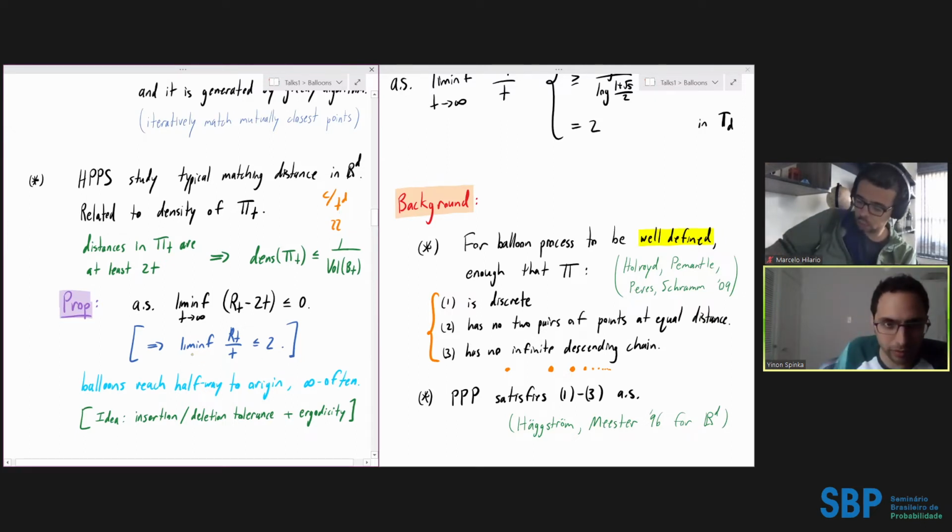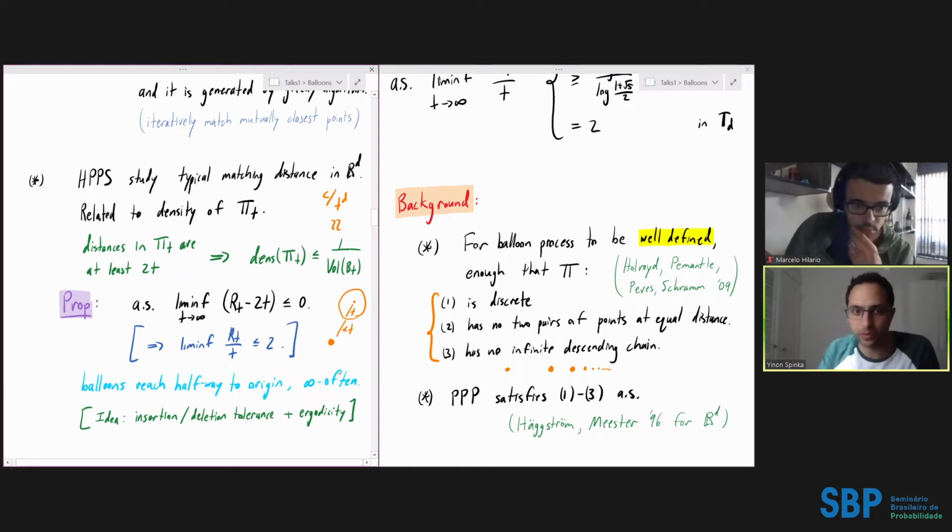In terms of the balloons, if you imagine what this means, it's telling you that the balloons reach halfway to the origin infinitely often. If this is the origin, then you have balloons which reach kind of halfway. At time t, the distance is less than t. That's what it means that the lim inf is less than 2. So you don't know if the balloons reach the origin or not, they reach halfway. We've had some partial information.